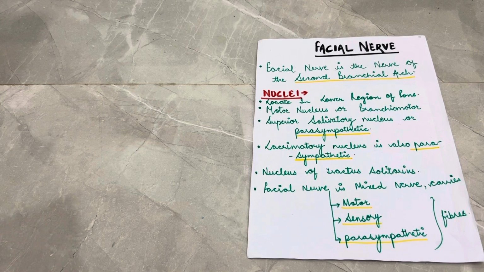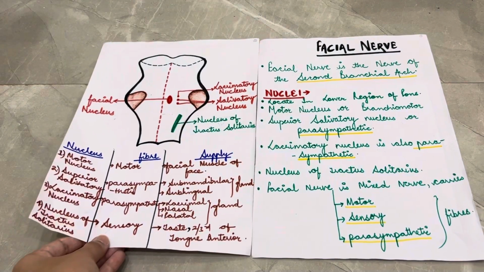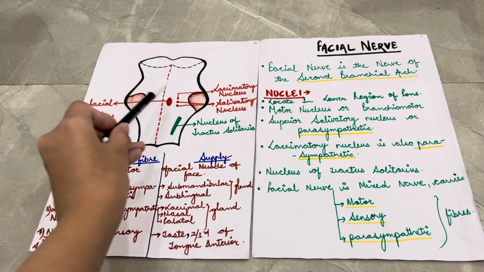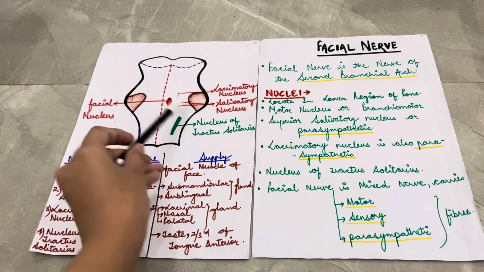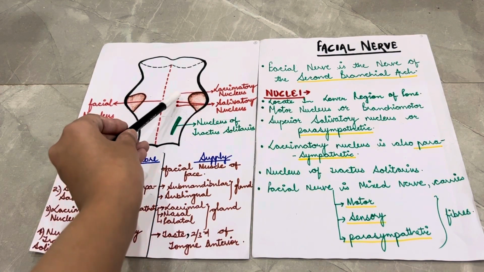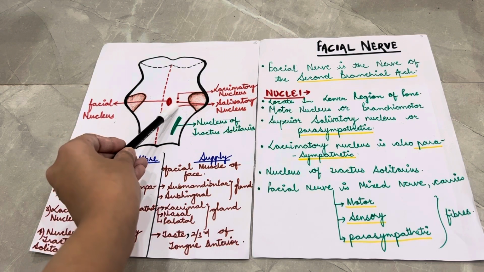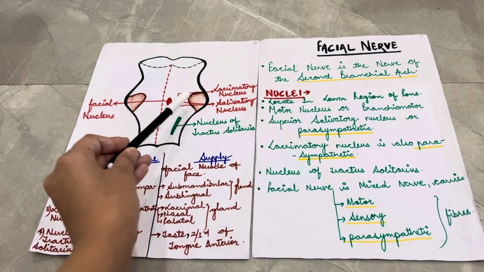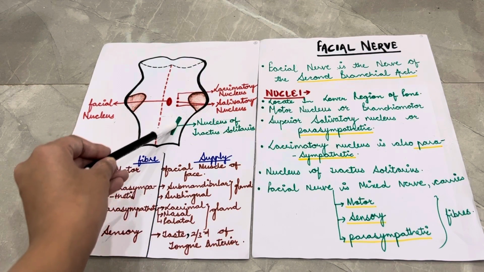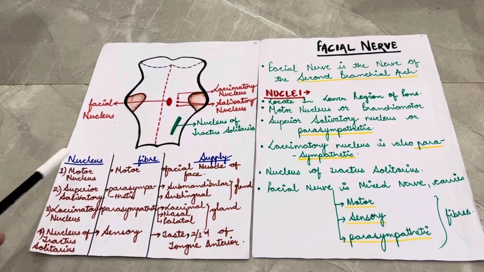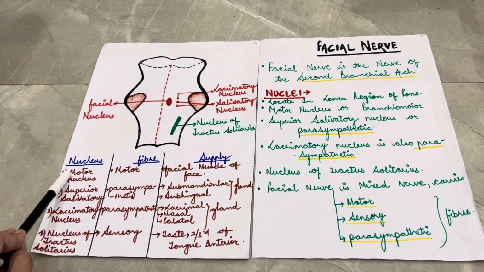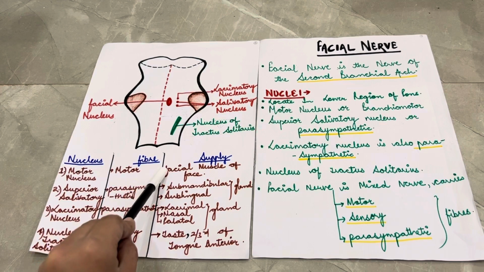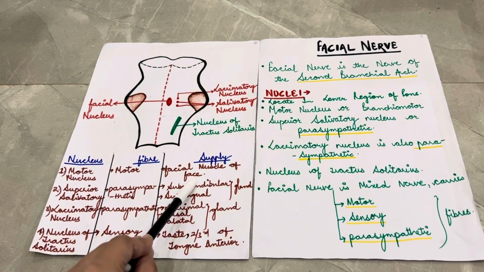Now we'll see the location of the nuclei. As you can see, all the nuclei are located on the lower portion of the pons. This is the facial nucleus, this is the lacrimatory nucleus, these are the salivatory nuclei, this is the superior salivatory, this is the inferior salivatory nucleus, this is the nucleus of tractus solitarius. Now, the first one is the facial nucleus or motor nucleus, which carries motor fibers and supplies the facial muscles of the face.